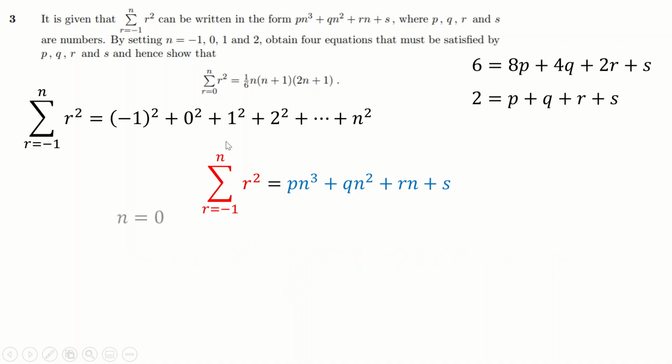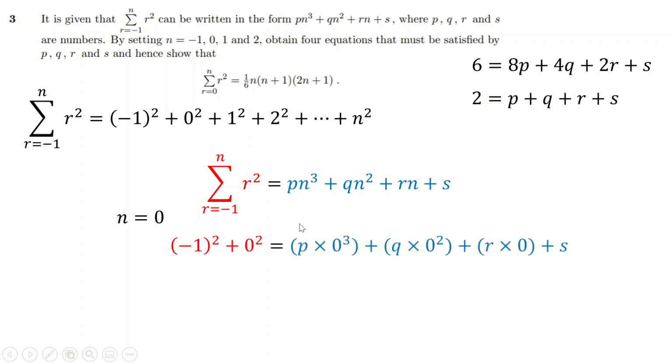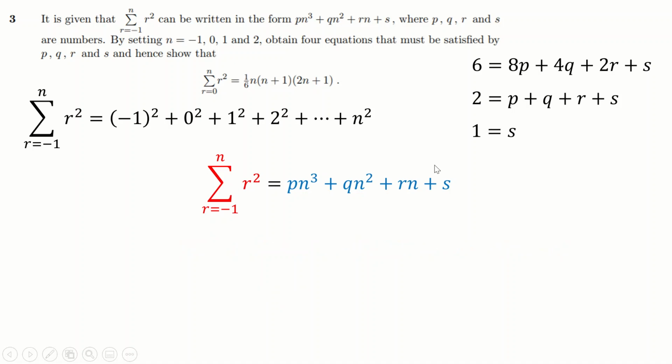Next, we'll use n is 0. Now, when you use n is 0, on the sum, you only go minus 1 squared and 0 squared. And over here, you use zeros in here. Now, this is really nice because that means all of this goes away. And I'm just left with s equals 1, which is going to be very helpful. So s equals 1, tucked away up there.